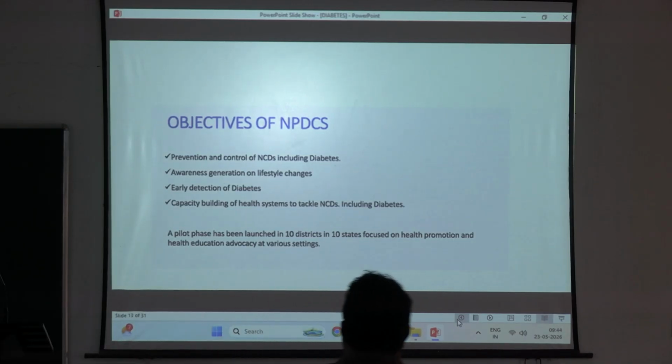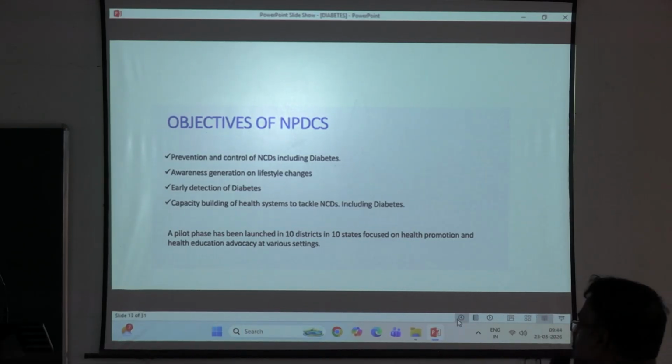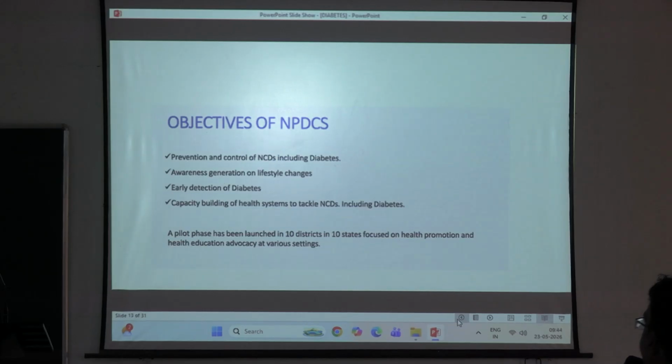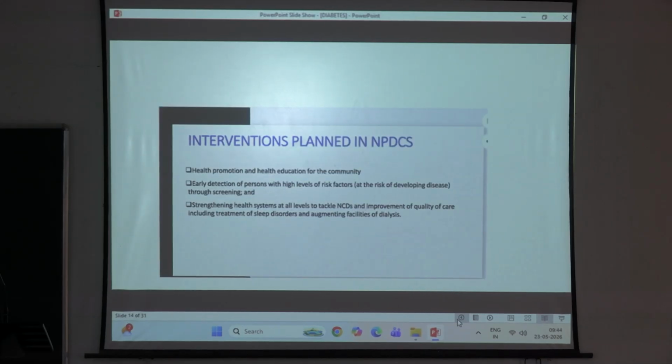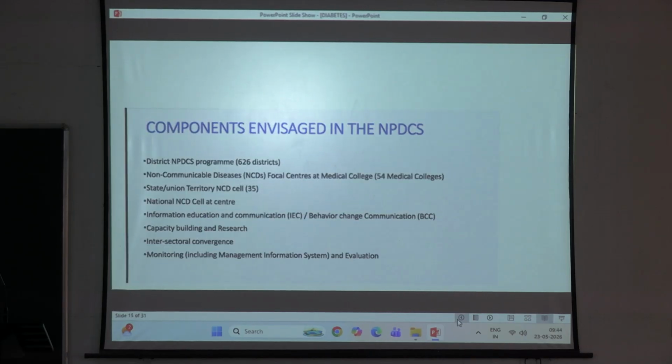This includes not only diabetes, it includes cardiovascular disease also. Early detection of diabetes, etc. So the various interventions planned in NPCDCS, you have health promotion and health education of the community, early detection of cases, strengthening health systems in all levels to tackle NCDs. So these are the components envisaged in the NPCDCS.